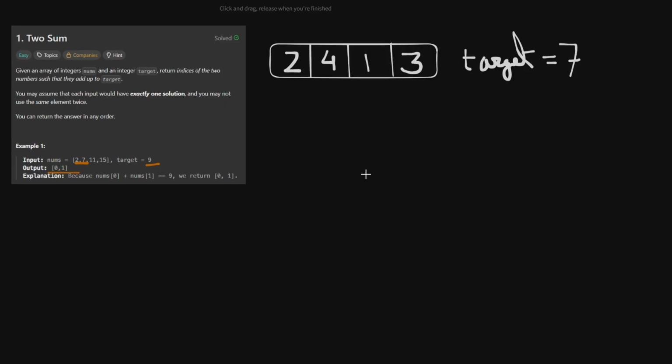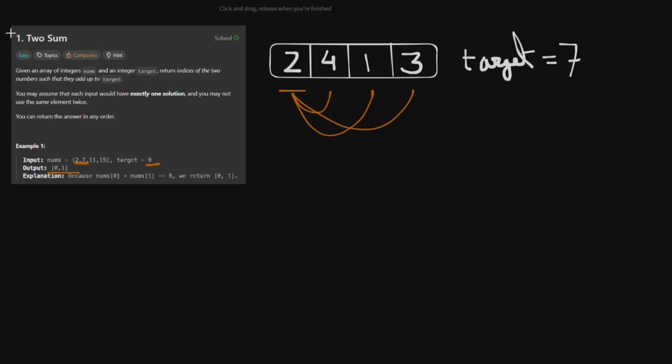We can solve this problem using a brute force approach by finding a pair of numbers which sums equal to the target. We use nested loops to find the solution pair. So we start at 2 and check every combination to see if they add up to 7. 2 plus 4 is 6, that is not equal to 7. So we move next. 2 plus 1 equals 3, that is not equal to 7. We move again. 2 plus 3 equals 5, that is again not equal to 7.